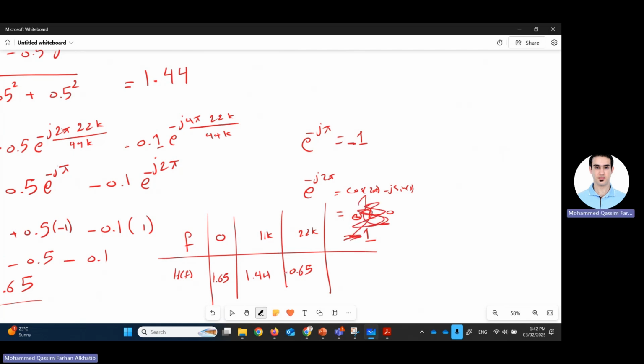Now, in this case, what do you guys think the behavior of this one? If I want to draw it, so this is the frequency, and this is H of F. So that's 0. That's 11K. That's 22K. So at 0, I have the highest point, 1.65. At 11K, 1.44. Something like this. 0.65, something like this. You can tell it's what? So low frequencies pass, high frequencies rejected. So that's a low pass filter.